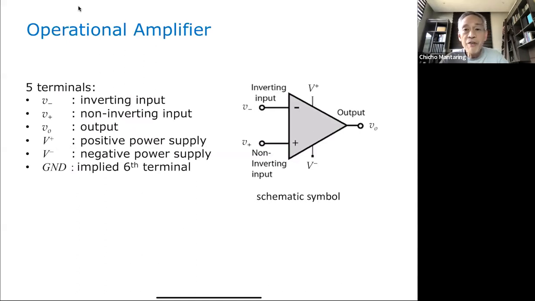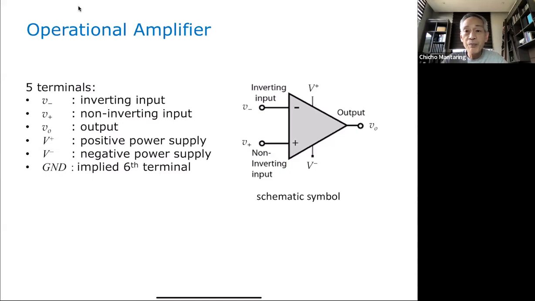Okay. An operational amplifier has 5 terminals, and this is the schematic symbol of your op-amp, with the 5 terminals. Okay, what are your 5 terminals? You have your inverting input, which we designate V minus. You have your non-inverting input, which we designate as V plus. You have your output, V sub O, and then you have 2 power supply connections, 2 power supply voltages. That's V plus and V minus.